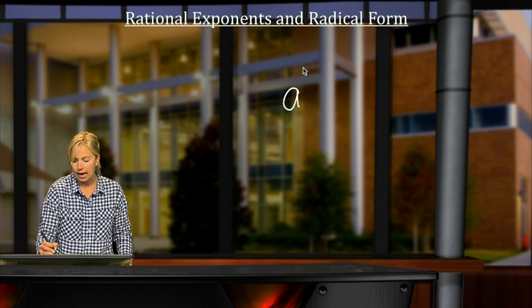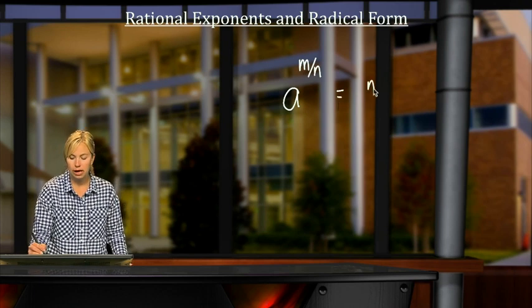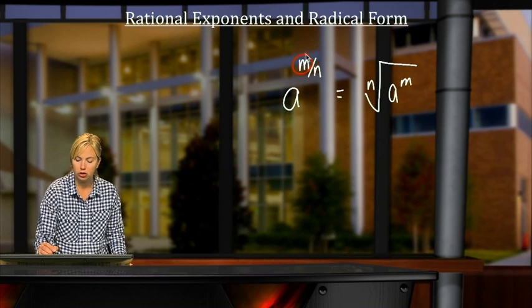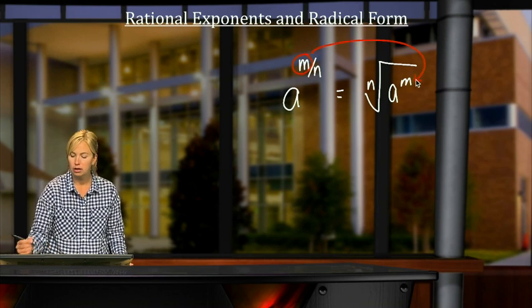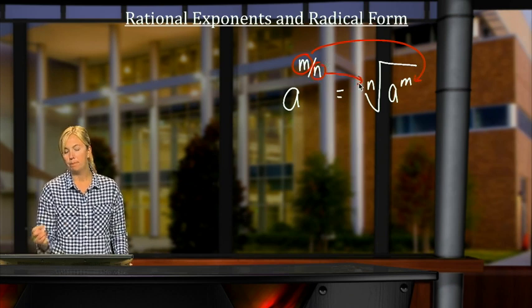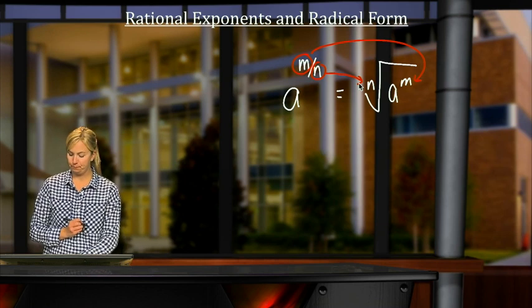Now that we've reviewed the properties of exponents, let's talk about rational exponents. Rational exponents are exponents that are fractions. And there's a relationship between a rational exponent and a radical. That relationship is a to a power of m over n is equivalent to the nth root of a to the m. Notice the position of the numerator and the denominator. The numerator is the exponent in the radical form, and the denominator becomes the index in the radical form.